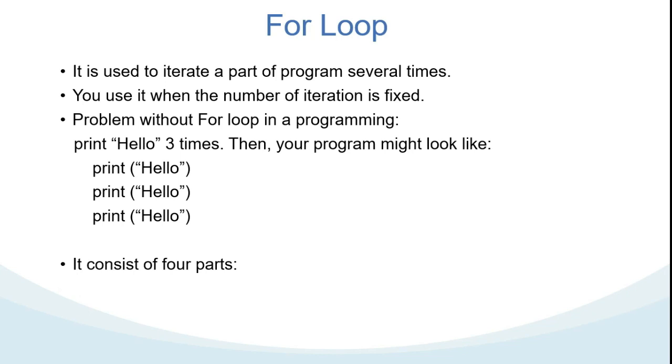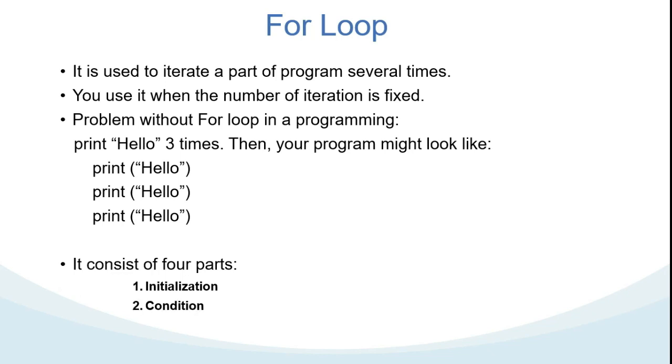For loop consists of 4 parts. The first one is initialization. It is the initial condition which is executed once when the loop starts. Here, we can initialize the variable or we can use an already initialized variable.